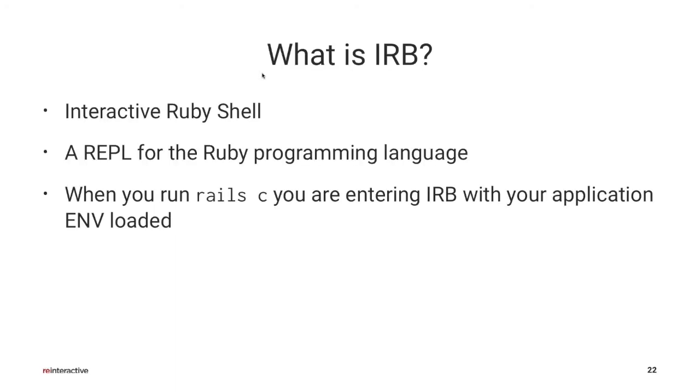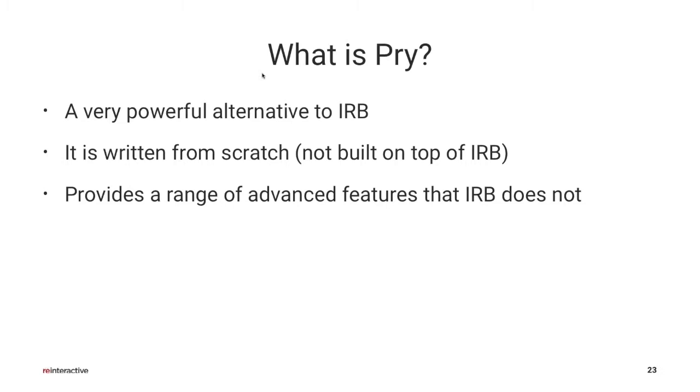IRB is the interactive Ruby shell. It's a REPL for the Ruby programming language, and it's basically when you run Rails C, you're entering IRB, which is the default in the Ruby library, but with your entire application environment loaded. So IRB is the REPL for Ruby that you can test your commands and everything and run Ruby interactively.